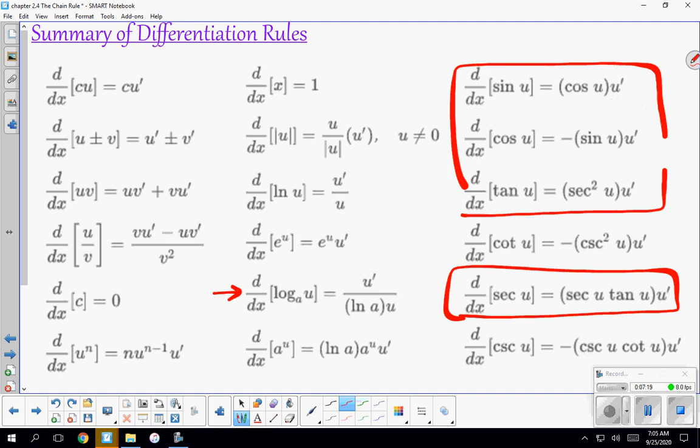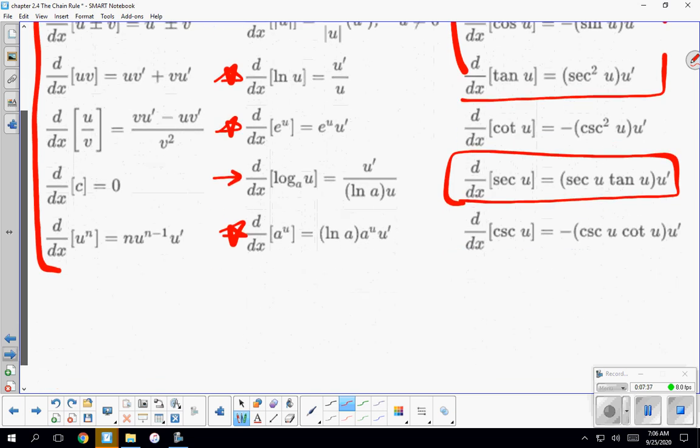This guy is not very common at all. This one's starting to be on the AP test a little bit. These two are very common. And then obviously everything in this whole column, all of these are very common in that one. And that's it.